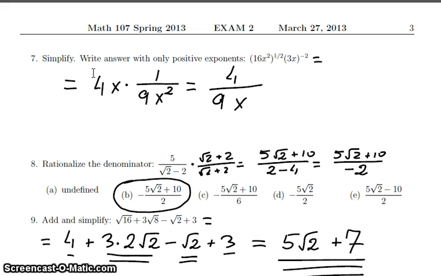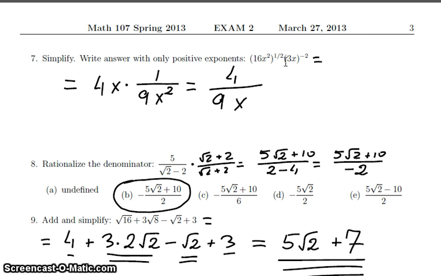Simplify in problem 7, write answer with only positive exponents. 16x squared to the power of 1/2 times 3x to the power of negative 2. So we have to raise both 16 and x squared to the power of 1/2 because you see parentheses. So you're going to have 16 to the power of 1/2 is the same as the square root of 16, gives you 4. And then x squared to the power of 1/2. You multiply the exponents, so it's going to be 2 times 1/2 is 1, so that's why you have 4x.